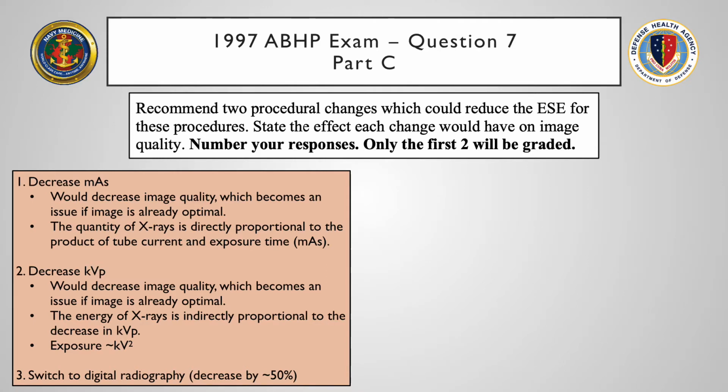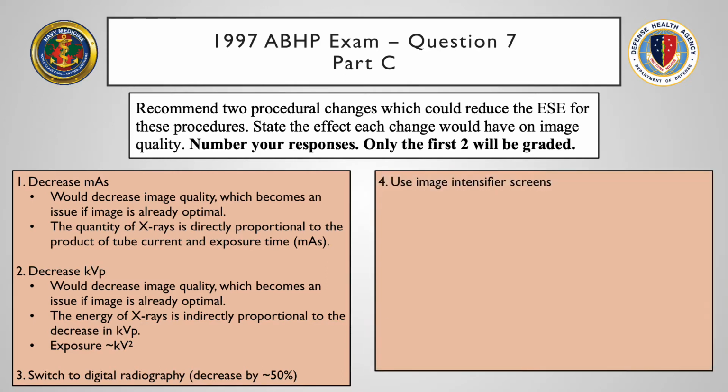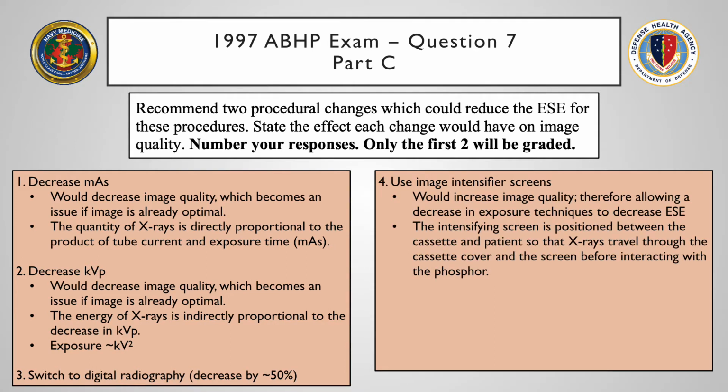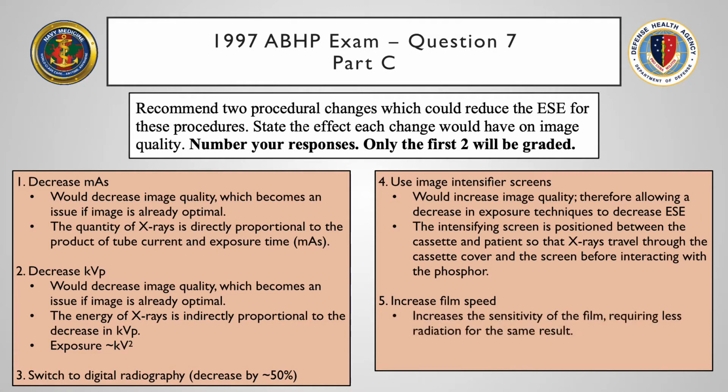You can use image intensifying screens. These would increase image quality, which would allow you to decrease your exposure techniques, therefore decreasing entrance skin exposure. And then finally, with number 5, increasing the film speed. If you increase the screen film speeds, it increases the sensitivity of the phosphor, which means less X-ray radiation is required to produce a given optical density.